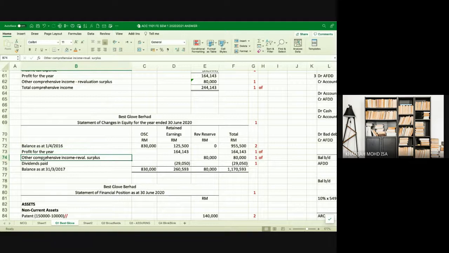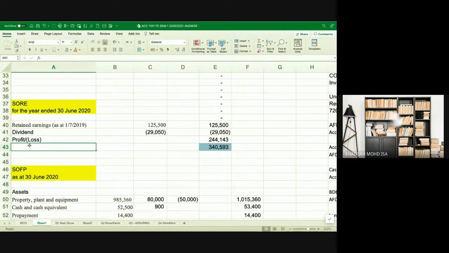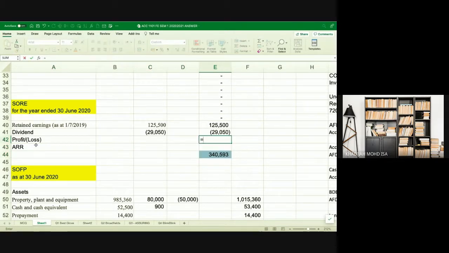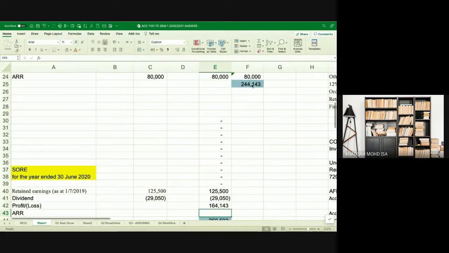And then you have the OCI, the surplus from ARR, and then dividend paid. In my case, I combine both. But if you want to do it correctly, I'm not sure. Yeah, it's the same. So if I were to have your SOCE, I will have your ARR here. So command X, command V. So my profit will only be, how much the profit just now? 164,143. And then I put in my ARR of 80,000.